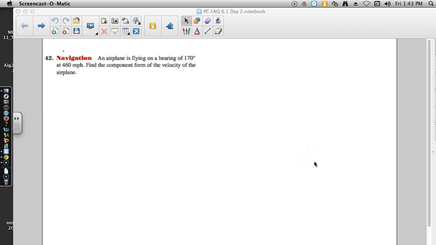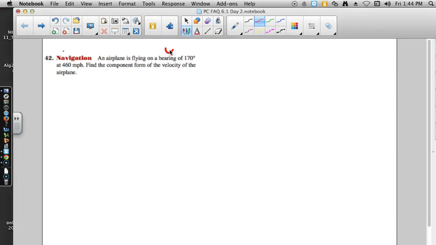Welcome to the frequently asked questions for pre-calculus, and this will be for section 6.1, day 2. Got a group of word problems here that seem to be keeping everybody from being able to finish this. So, navigation. An airplane is flying on a bearing of 170 degrees at 460 miles per hour. Find the component form of the velocity of the airplane.